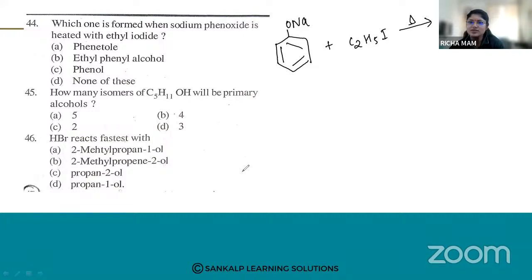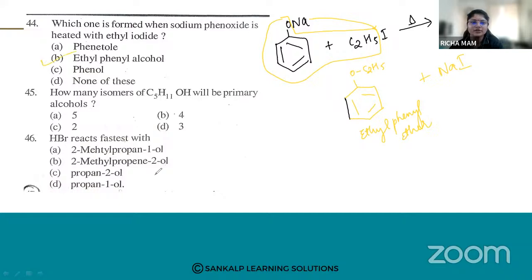Vamshik Krishna has also answered A. Let us see. When you heat it with this, what will you obtain? The product will form like this, and this will add with this. So you will get NaI plus ethyl phenyl ether, and sodium iodide.